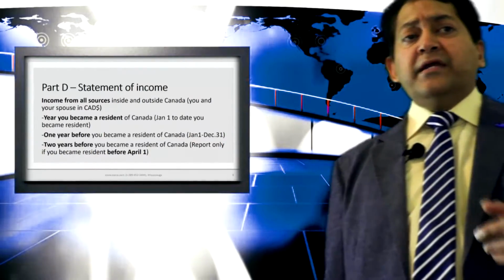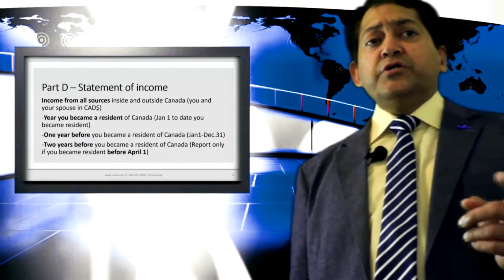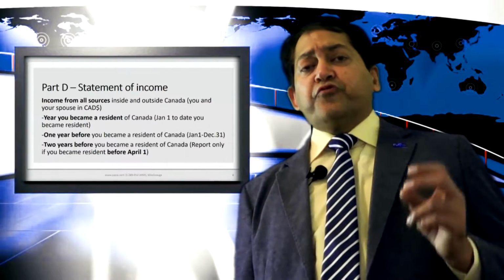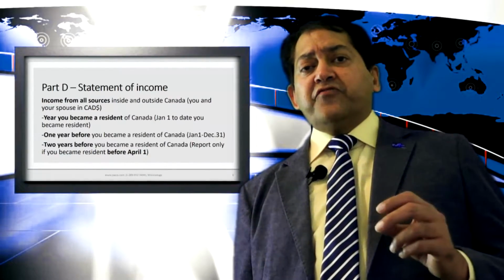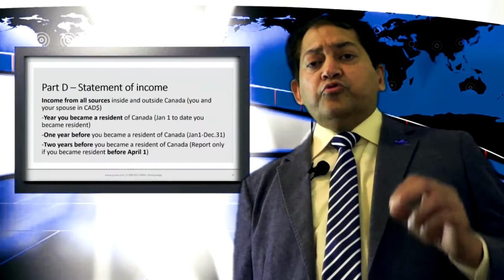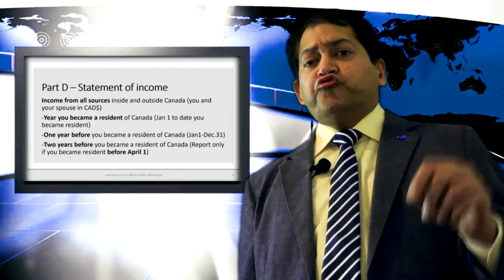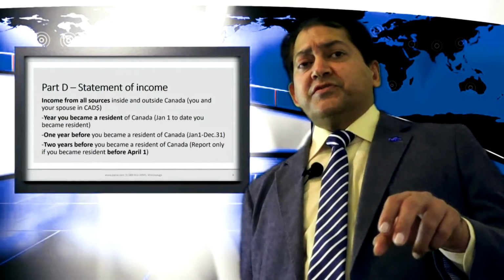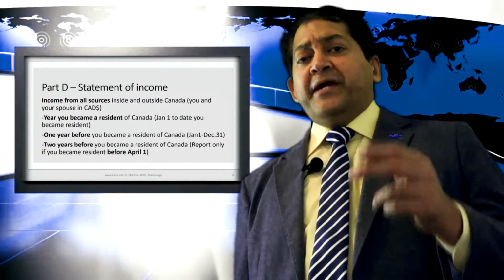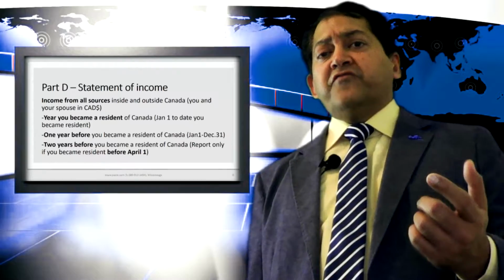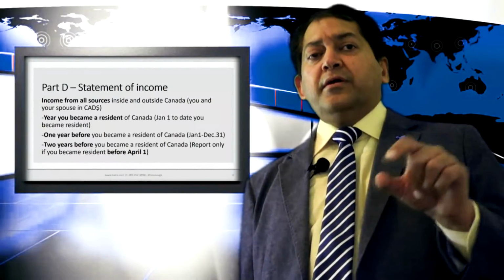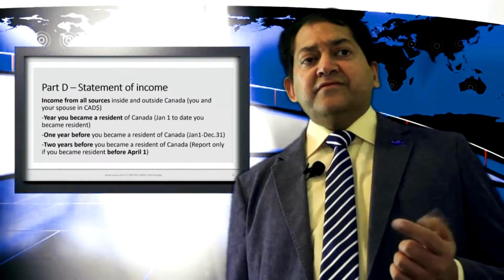One relates to the income that you earned in the year you became a resident of Canada, and this would run from 1st January, that is the start of the calendar year, to the date when you became a resident. For example, if somebody has traveled to Canada and landed on 30th April, it means they have to mention the income that they earned from 1st January up to 30th April in this case.